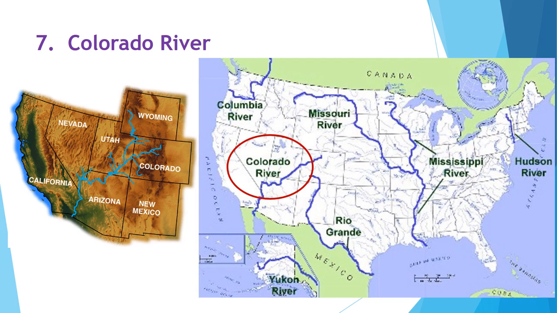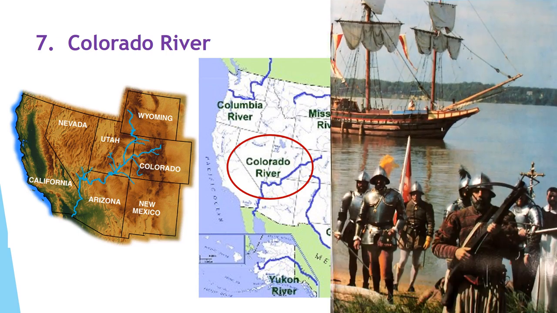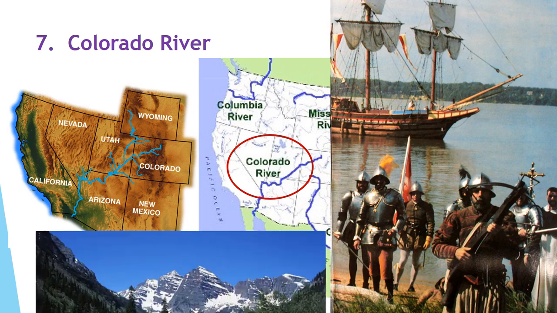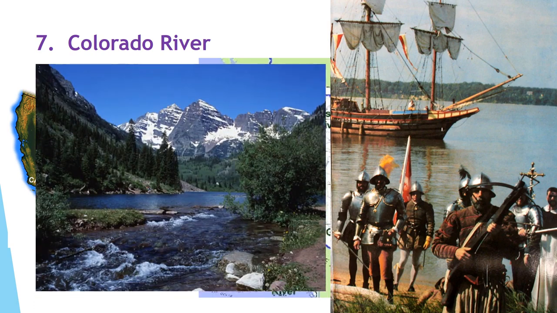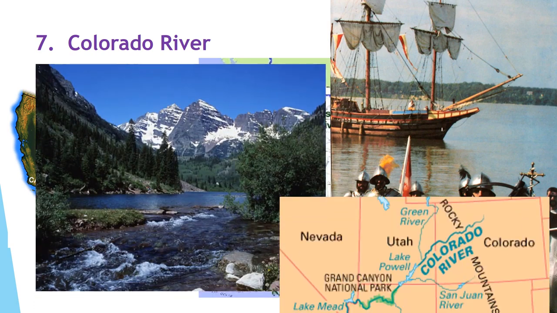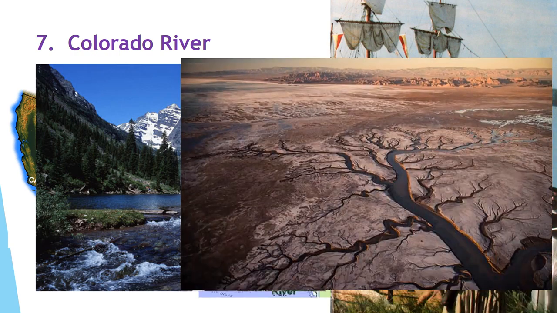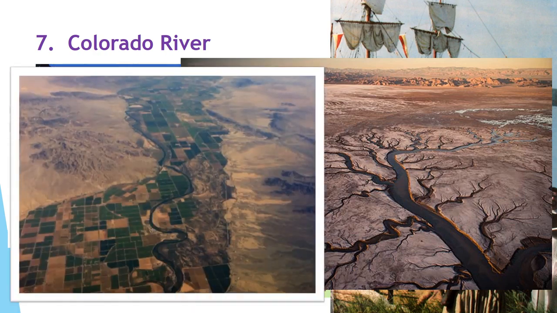The Spanish explorers used the Colorado River as a water route when they were exploring the Southwest. This river starts in the state of Colorado and flows from the Rocky Mountains into the Pacific Ocean. Because it is so dry in this region, the Colorado River supplies those that live there with water for living as well as for farming.